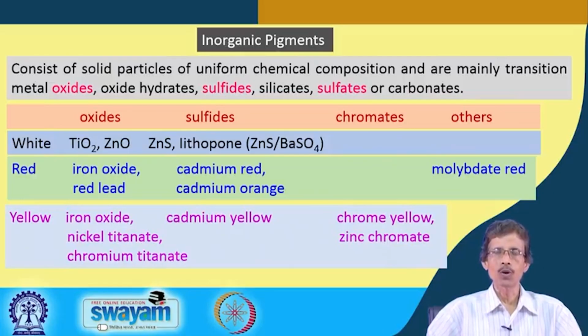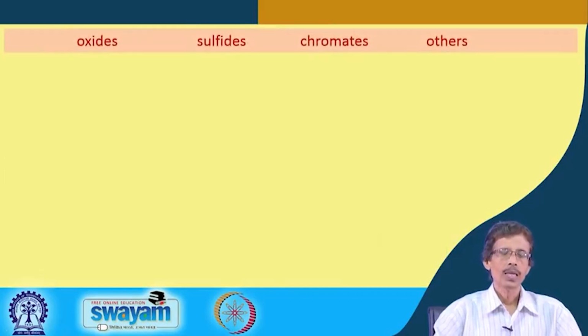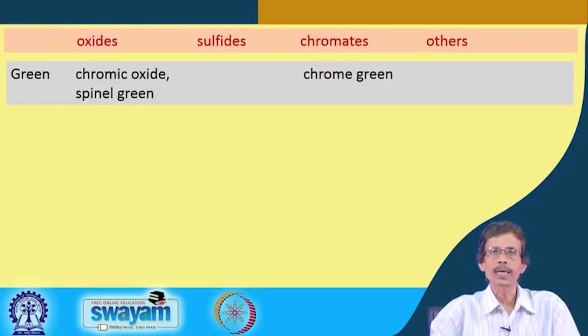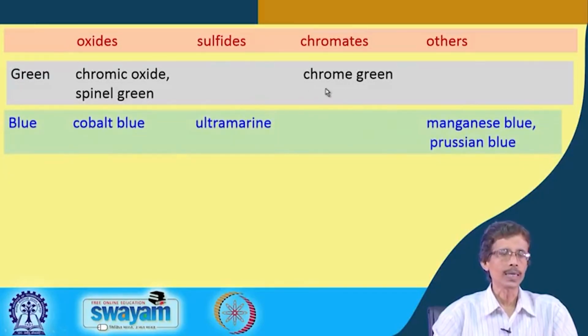But if we go for a little bit darker color than the yellow, that is your orange variety, we can go for some other compound starting from your chromate or the dichromate. Then chromium also gives you the green color. One is your chromic oxide, and the chromic oxide and the spinel type of oxide are also green, and the chrome green is also a chromium containing green inorganic pigment. Then blue is typically the cobalt blue, and the ultramarine, which is a typical aluminosilicate containing trapped sulfide, and the manganese blue and the Prussian blue, which is a ferrocyanide type of thing.